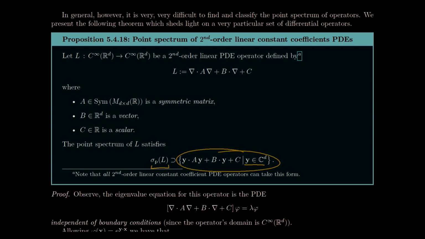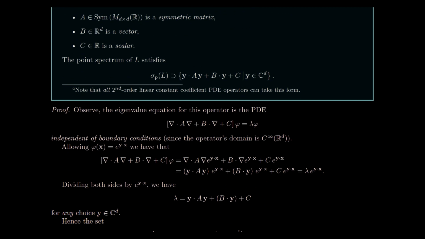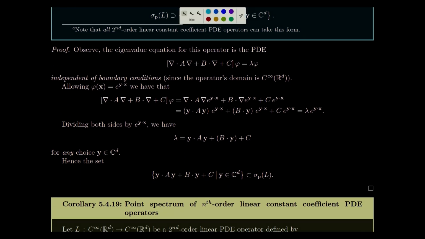So there's a nice little proposition that says we can actually calculate the point spectrums of these constant coefficient PDEs fairly easily. We at least get a subset of the point spectrum in there just by replacing the gradients with y. And the proof is not hard at all. You just assume that your eigenfunction takes the form e to the y times x and calculate out what lambda would be in that case, and it's exactly what you're looking for. So you do get that subset right away.